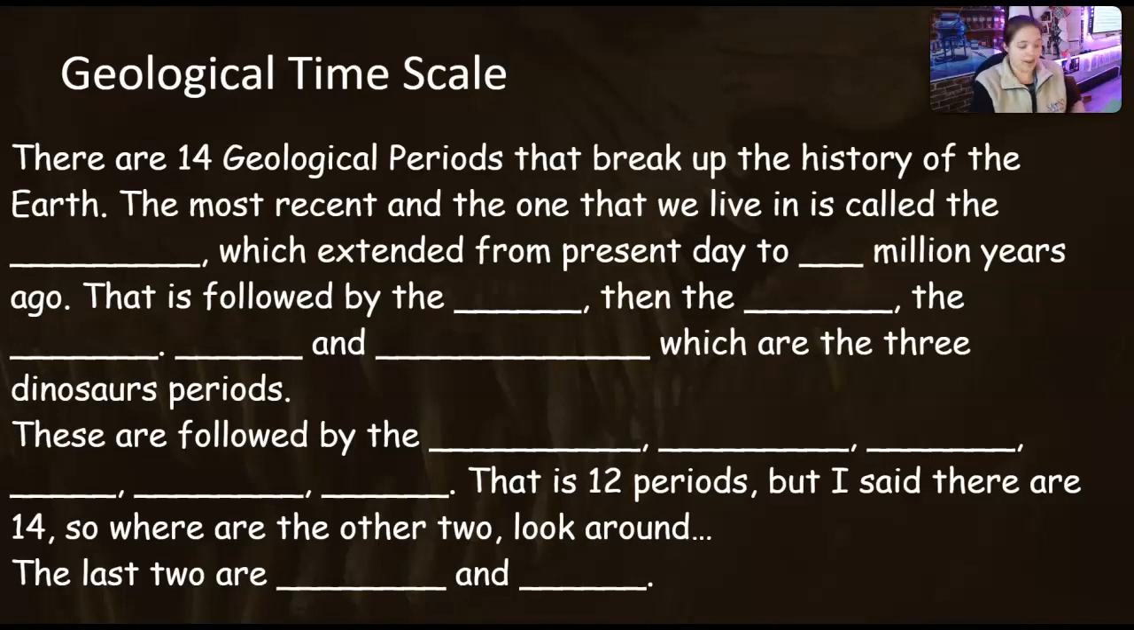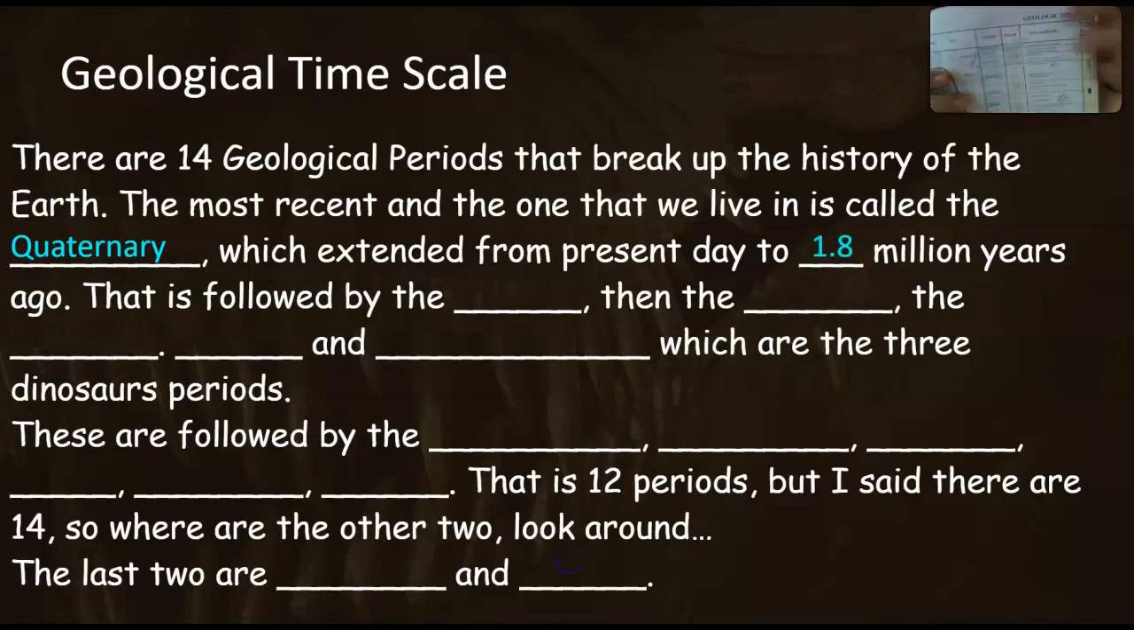So on page 8 of your reference table, you will notice that there are 14 geological time periods that break up the history of the Earth. The most recent one, the one at the top, the one we live in, is called the Quaternary. And it extends down to 1.8 million years ago. Next to the epoch, you're going to see numbers. Those are in millions of years. This is going to be the time all the way down next to the life on Earth.